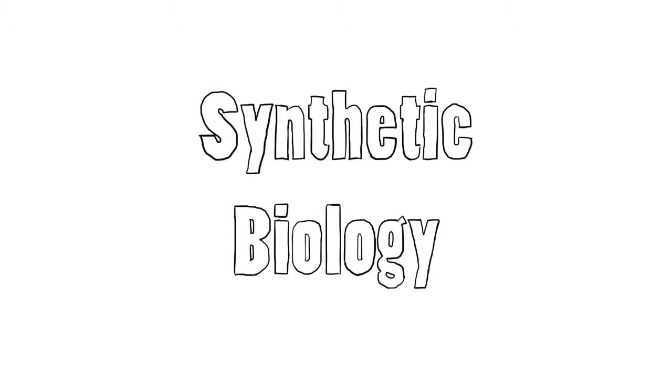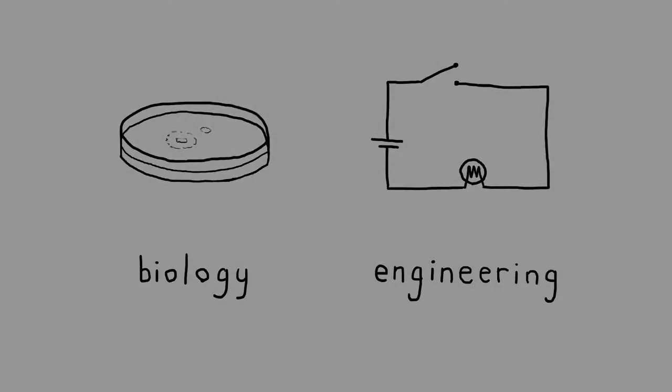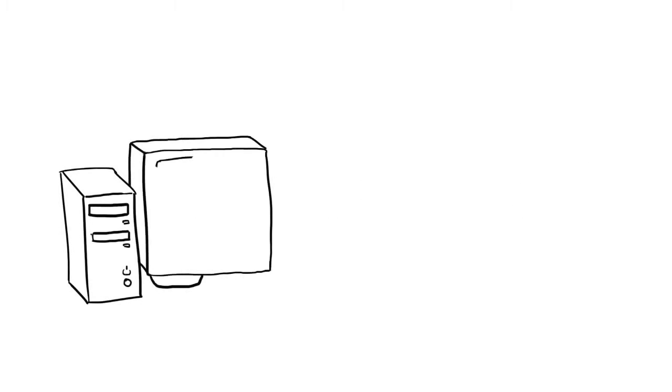Synthetic biology. Synthetic biology is a new area of biological research that combines biology and engineering in order to design and build new biological functions and systems in cells. So how does it work? In synthetic biology, you can think of a cell almost like a computer.